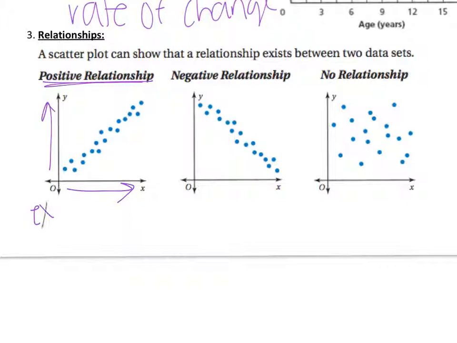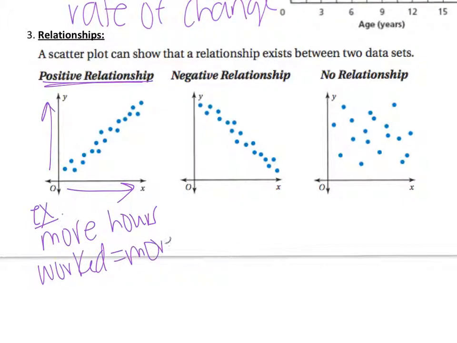An example of this would be the more hours you work, the more money you're going to get. So more hours worked is going to equal more money. So they're both increasing. As X is increasing, so is your Y.